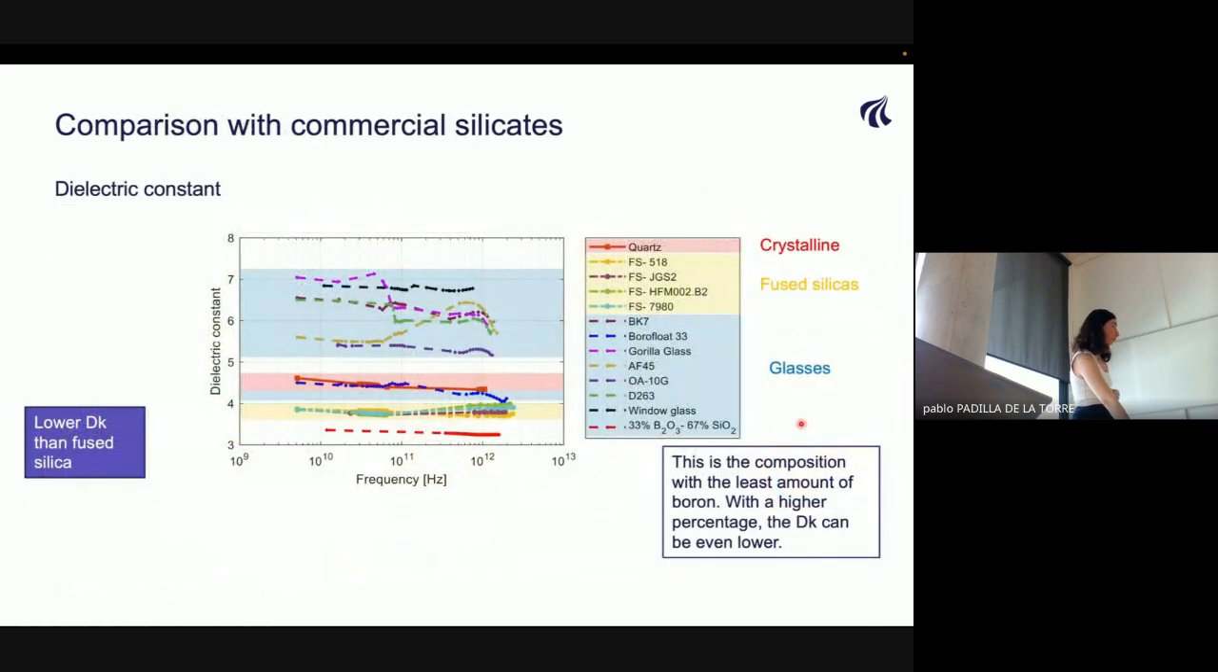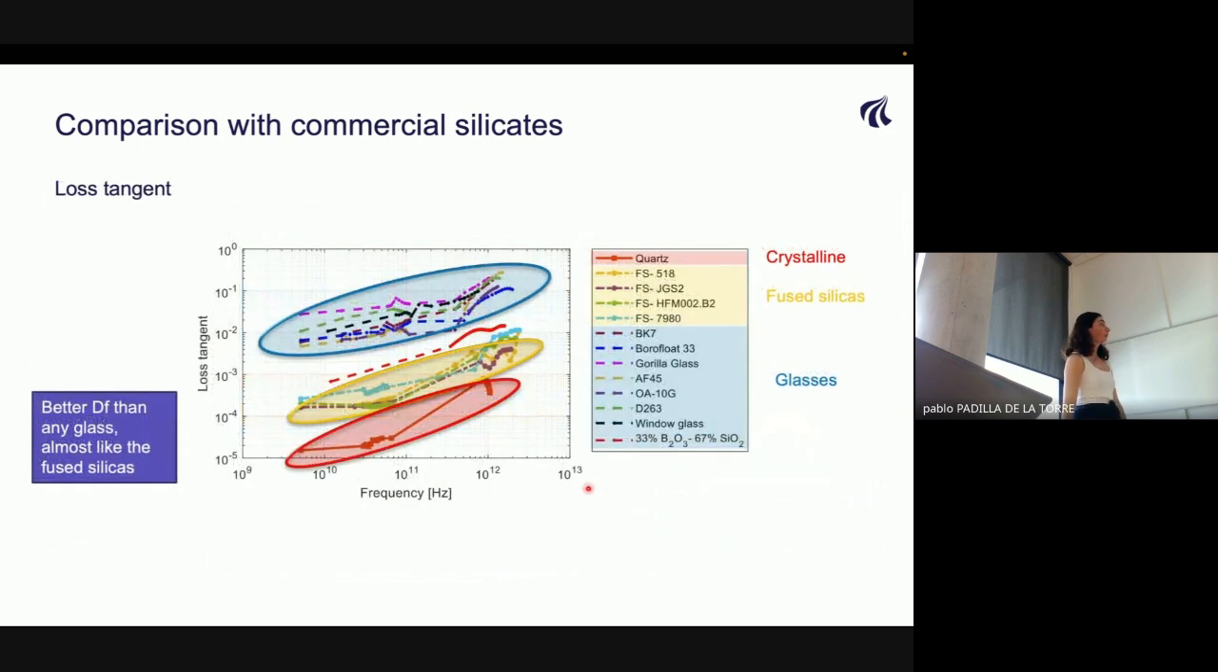So if we measure, this is the graph I showed you earlier. This is our solution. It has lower permittivity than any of the other silicates that we measured, including the fused silicas. And if we look at the loss tangents, here we have glasses above, and then we have the fused silicas. So our solution is right above the fused silicas for being an amorphous material.